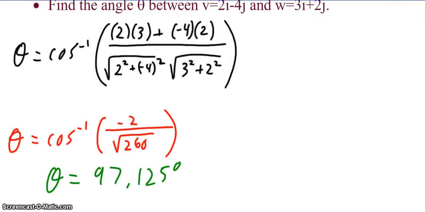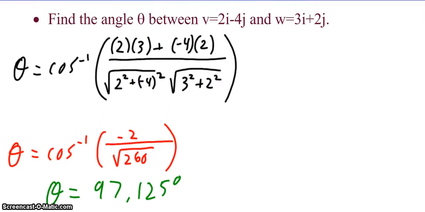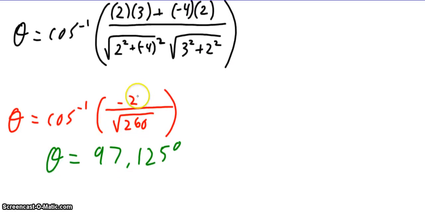Okay, so we can use the equation from the previous slide, and we know theta is the cosine inverse of v dot w over the magnitude of v times the magnitude of w. So v dot w is 2 times 3 plus negative 4 times 2. The magnitude of v is the square root of 2 squared plus negative 4 squared. The magnitude of w is the square root of 3 squared plus 2 squared. The dot product comes out to be negative 2. When you combine the square roots, you get the square root of 260. So now I type this into my calculator, and I got theta is approximately 97.125 degrees.